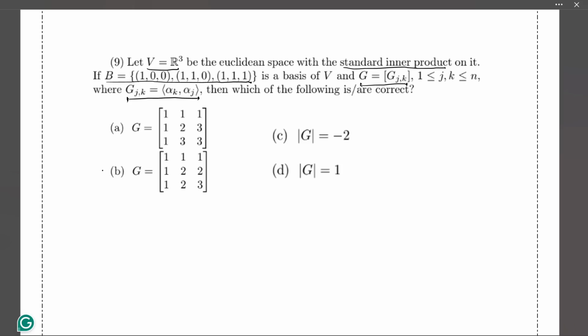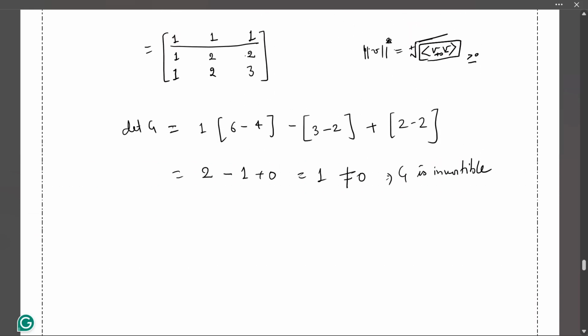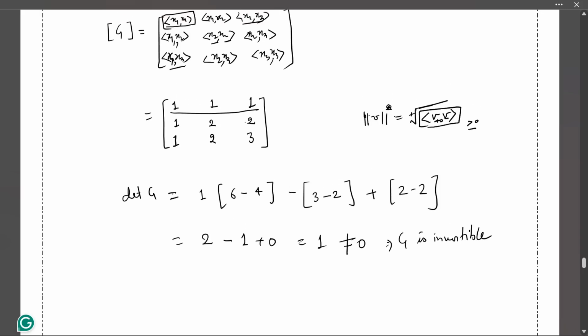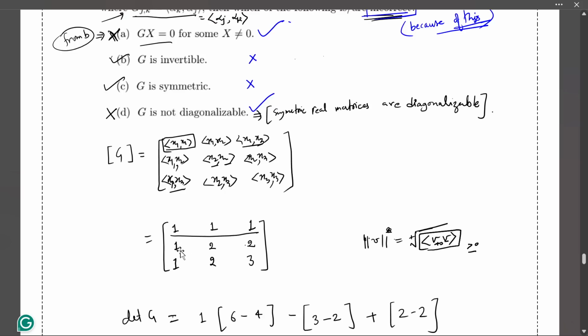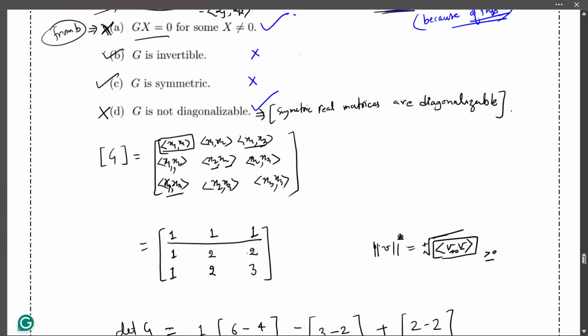Now you tell me if you remember. This was the correct option, and we also calculated the determinant, right? It follows from question 8. No need to explain, right? We did this long calculation here. The determinant is equal to 1, and the matrix is given by this: 1, 1, 1 in the first row, the second is 2, 2, 2. So let's see the last question.